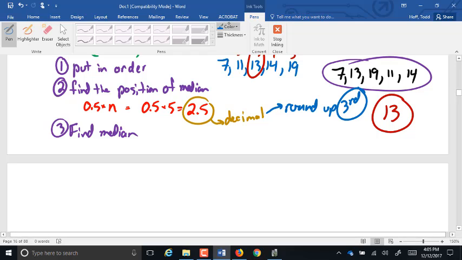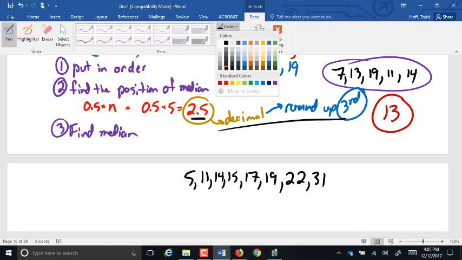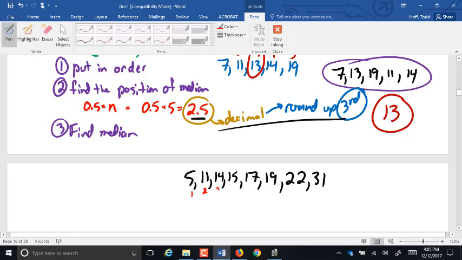Now you'll notice when we did that, we said this came out to a decimal, 0.5, so we round up. Well, what if that didn't come out to a decimal? What if I had a different set of numbers? Now I'm going to put them in order from the beginning just to make it easier. So let's say I have the numbers 5, 11, 14, 15, 17, 19, 22, and 31. There are 1, 2, 3, 4, 5, 6, 7, 8 numbers in that list. So in other words, n equals 8.